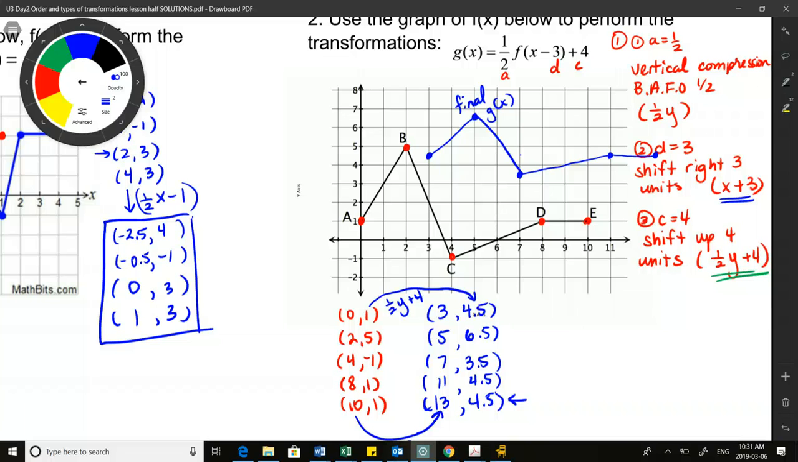Okay. The final question we want to ask ourselves is, does this look like it has been vertically compressed and then shifted right and up? I think so, right? So it's compressed vertically and then it looks like it's been shifted over and up. So that looks good.